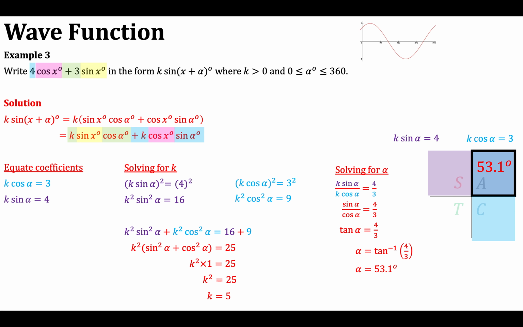And we now have all of the information to express 4 cos x plus 3 sin x in the form k times sine of x plus alpha. So that will be 5 times sine of x plus 53.1 degrees. And if we just look at the graph of 5 sine of x plus 53.1 degrees, you can see that it matches exactly the 4 cos x plus 3 sin x graph of that.